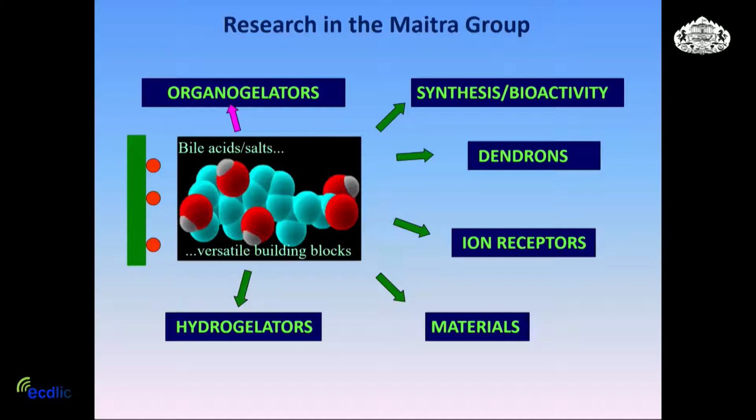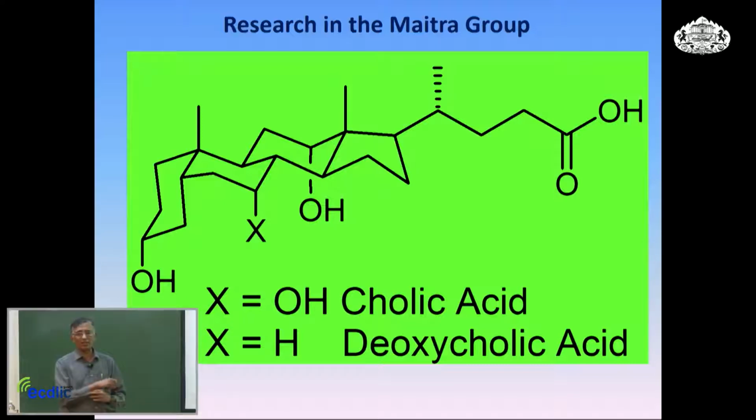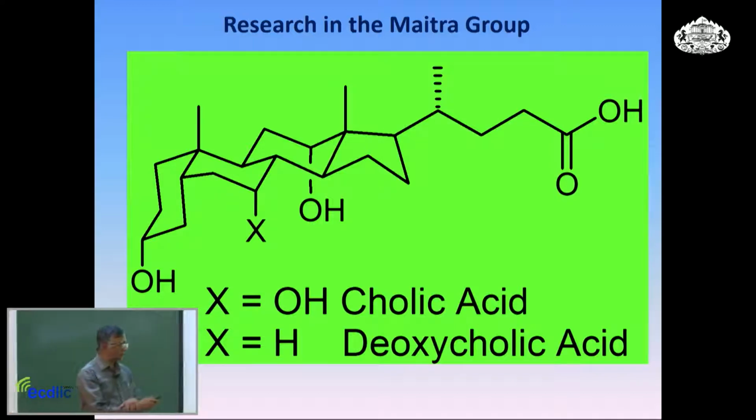This sort of bridges the hydrogelator and materials area. Let me tell you that the molecule of today's discussion will be only one particular bile acid, a trihydroxy bile acid, where X is OH. It is a chiral, naturally available biosurfactant, and unlike normal surfactants like we use in soaps and detergents, it has a facial amphiphilicity. One face is hydrophobic, and one face is hydrophilic with 3 hydroxyl groups.